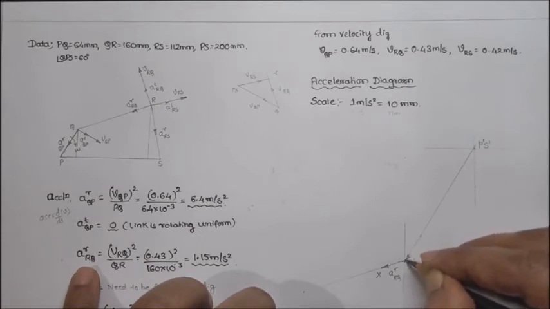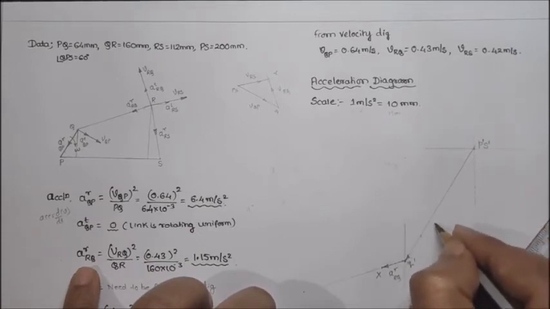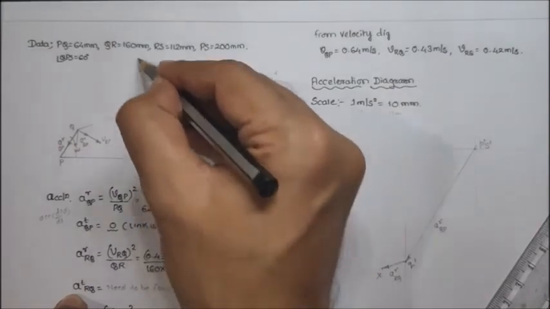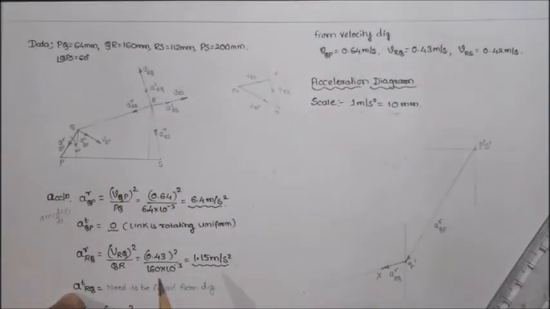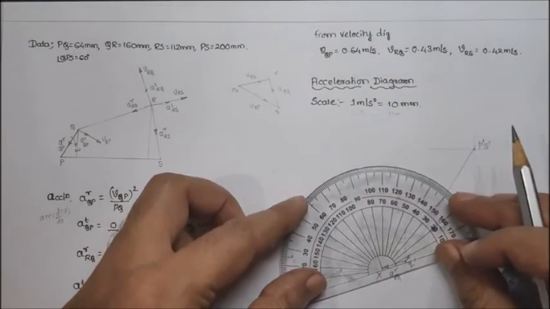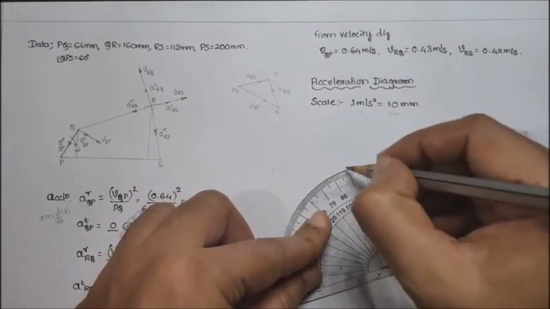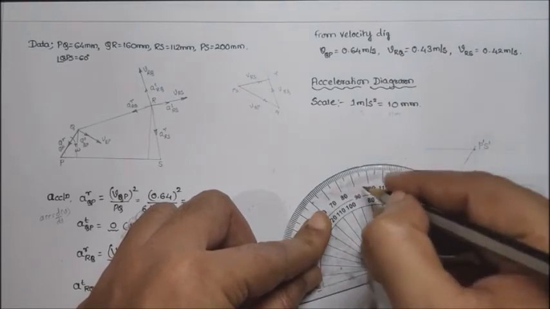Here it is the acceleration radial q with respect to p. As I have told you, the tangential component will be perpendicular to the radial component. So where is the tangential component? Here it is. It is 90 degree to the radial component. In which direction is it going? Upward direction. So keep the protractor at point X and measure 90 degree in this direction.